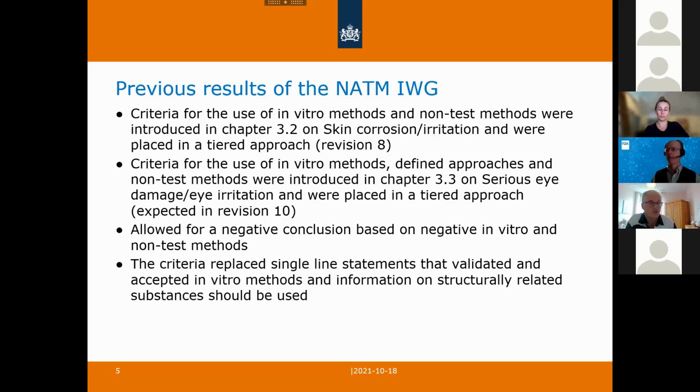Then we also allowed such in vitro methods and also non-test methods to be conclusive also for negative outcomes. And this replaced a single statement that validated and accepted in vitro methods could be used, and the same for things like read-across. So the criteria are now much more in balance, where previously we had a whole page of describing the criteria for animals and 1 sentence for in vitro methods. Now it's much more balanced with about 1 page for both.